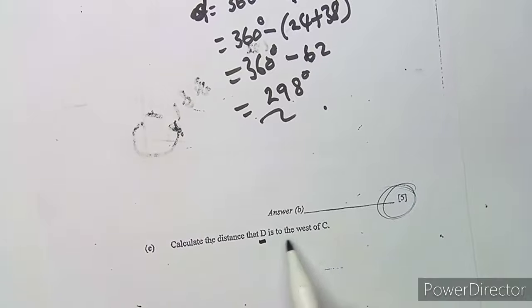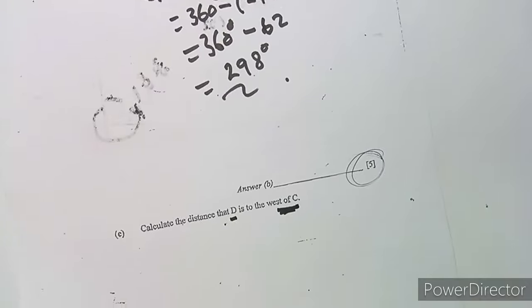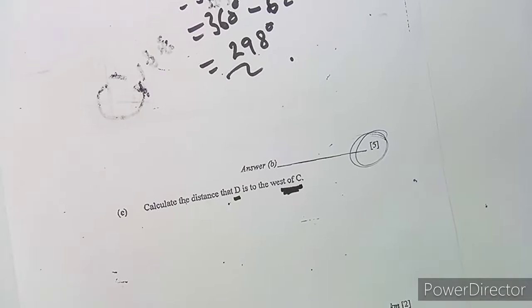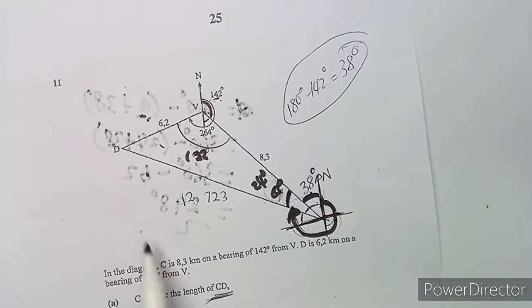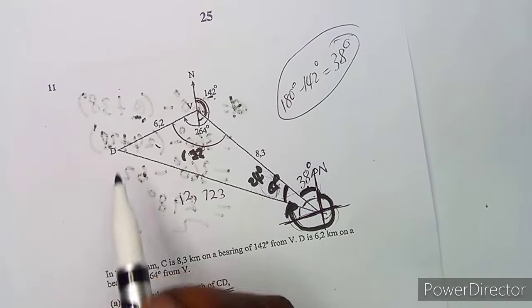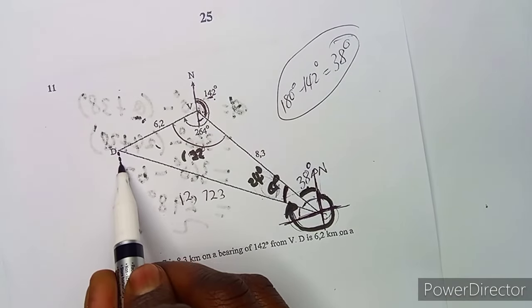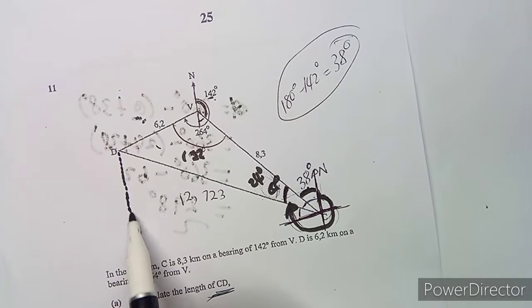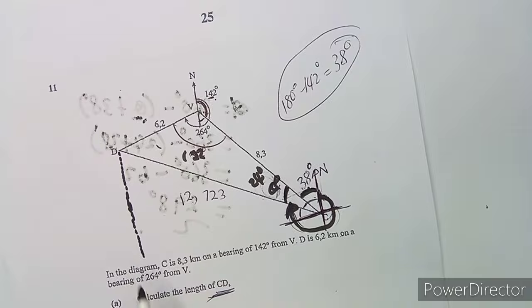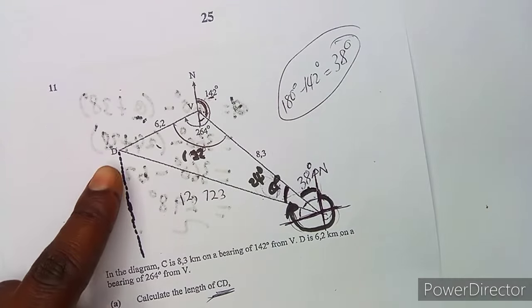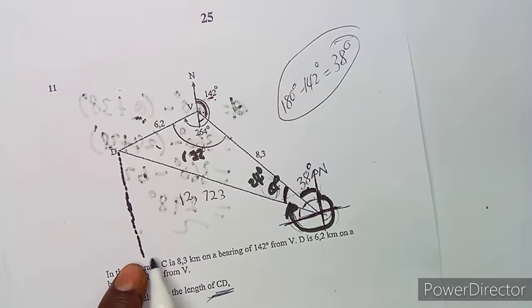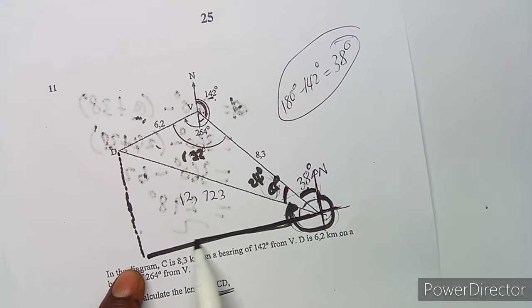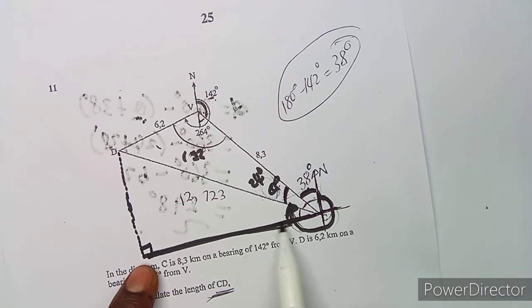Then calculate the distance. D is west of C. When we are referring to the distance when D is west of C, this is what is going to happen here. This is C. So when D is west of C, we are going to have this, or you can even make adjustments here from D like this. This point corresponds to where D is. So we want this distance where D is west of C, this direction here, so that we can have a straight line here, which is at 90 degrees. So this is the line that we want.